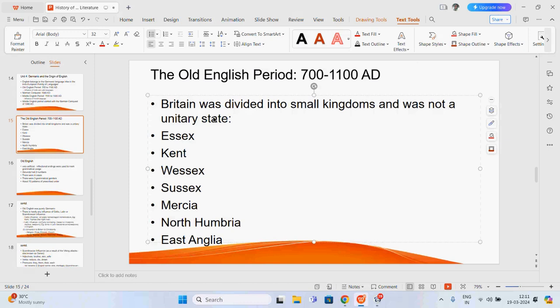You can say the Old English period is from 700 to 1100 AD. Britain at that time was not a unitary state. It was divided into small kingdoms like Essex, Kent, Sussex, etc.